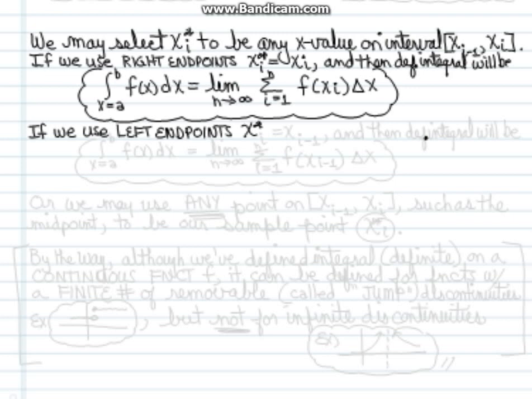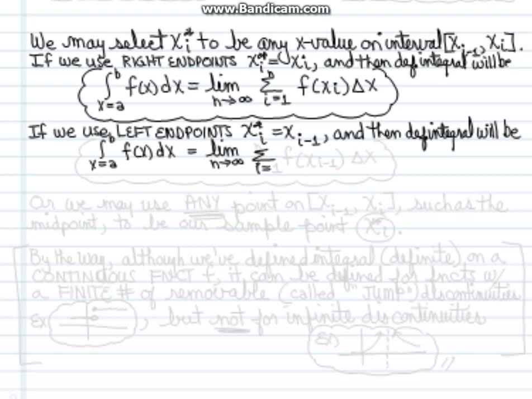If we, on the other hand, elect to use the left endpoint, then x sub i star would be equal to x sub i minus 1. That's the left endpoint. And then the definite integral would be defined by the integral from x equals a to b of f of x dx is equal to the limit as the number of rectangles approaches infinity of the sum, i equals 1 to the number of rectangles n, of f evaluated at x sub i minus 1 times delta x.